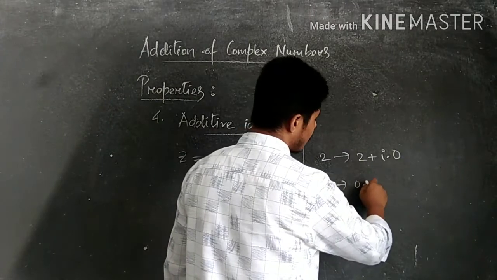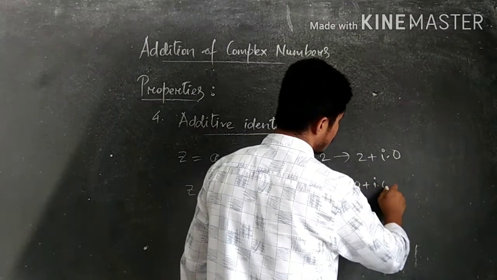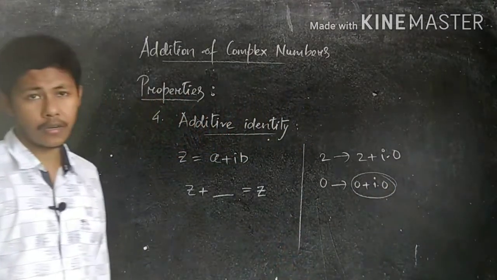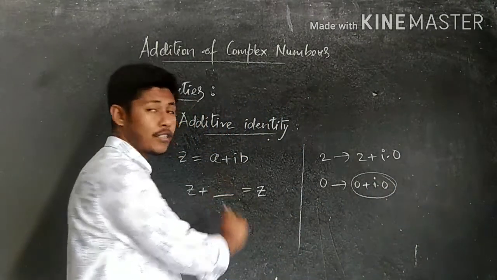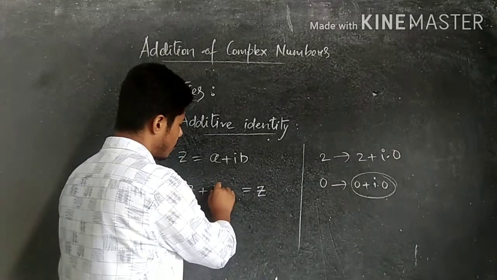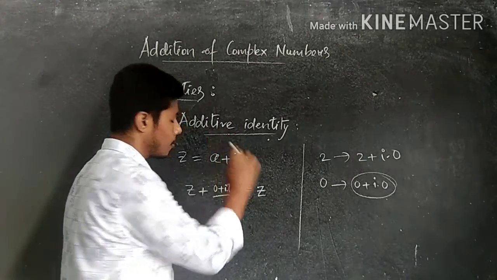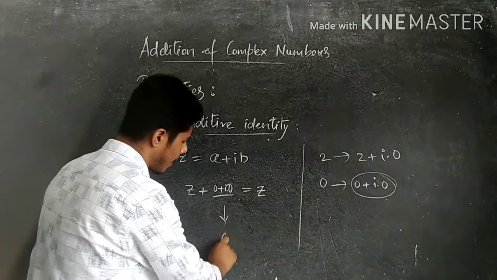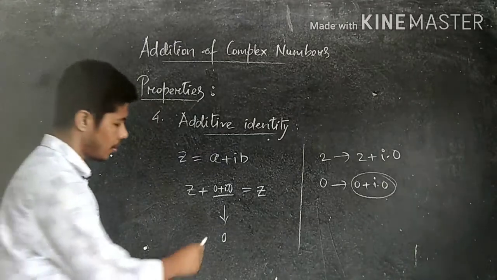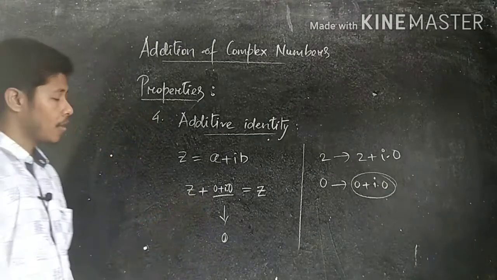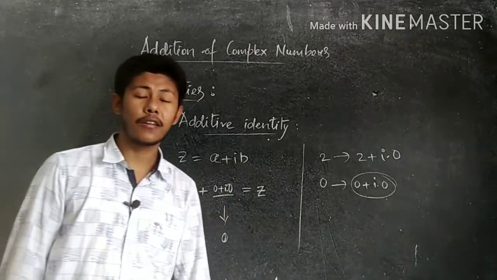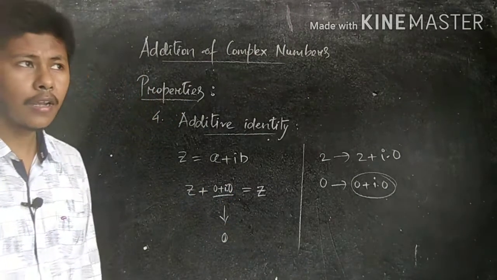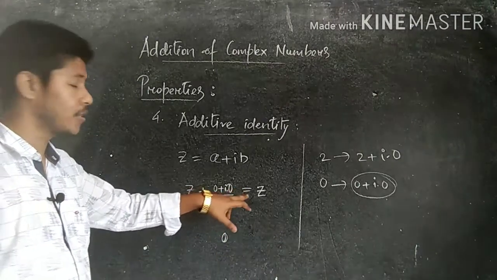So simply 0, we can write 0 plus I into 0. Can we write? So this one is what? This one is a complex number here. So that's why here 0 plus I into 0. This one is the additive identity. In short, we can say the additive identity is what? 0. Is it clear? Complex number or additive identity to titiahole ki hoy? 0. Is it clear? So this one is 0 plus I into 0.